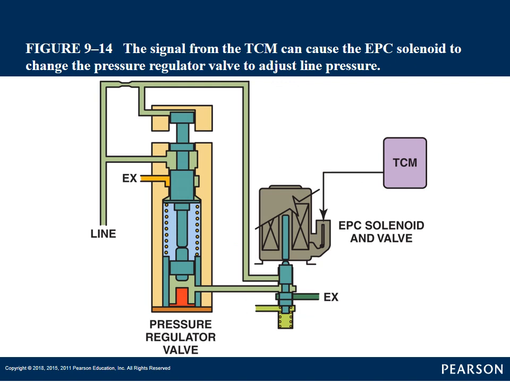Here's another picture of our electronic pressure control solenoid, where we are using a solenoid with a valve to control the pressure in the transmission. So they're controlling the pressure against that spring and valve, and that valve then controls the actual pressure coming from the pump, the actual line pressure of the transmission.